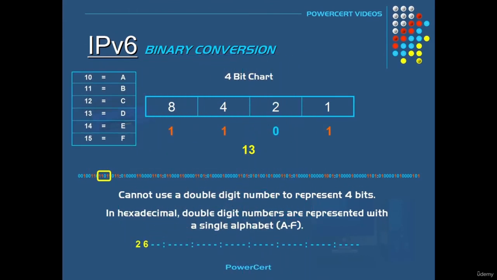So in this case, we have to use another chart for any 4 bits that the sum is 10 or higher. So in this chart up here, if the sum was 10, then we would use the letter A. Or if the sum was 11, then we would use a B. But in this case, our sum is 13. So now for the third character in our binary number, we would put a D.